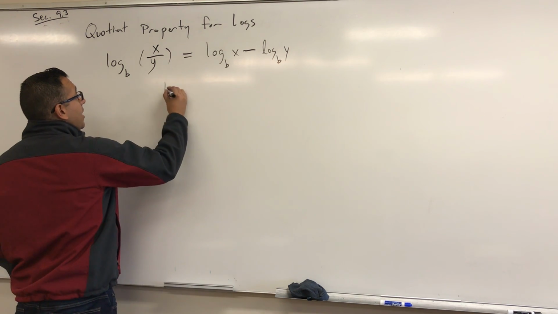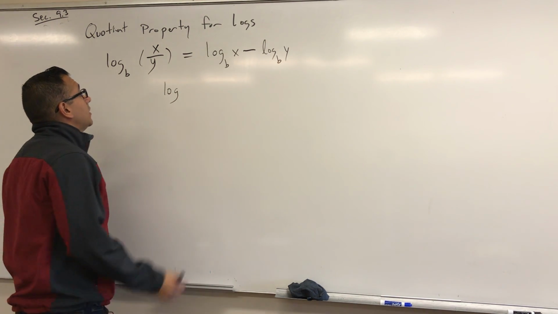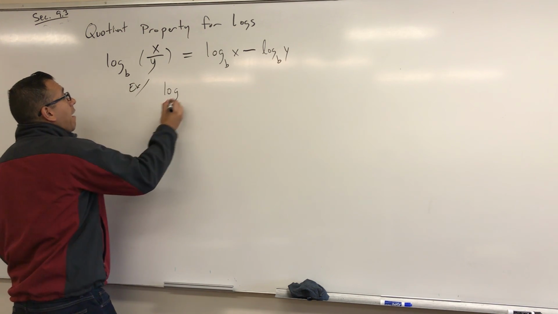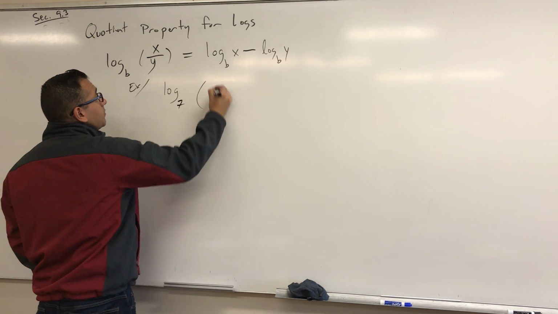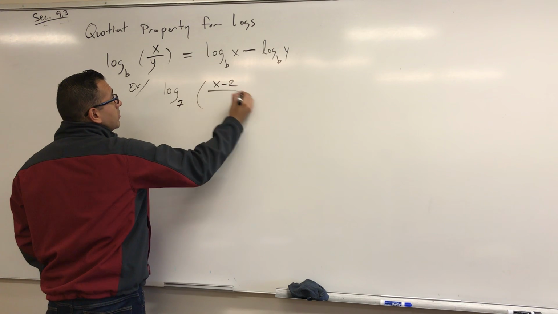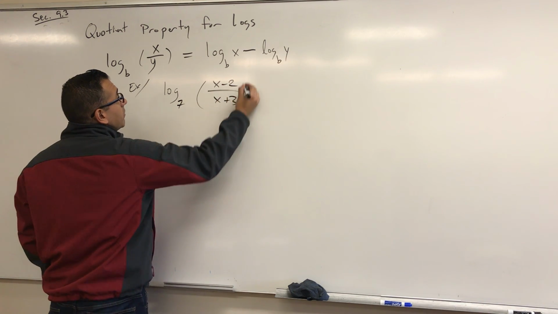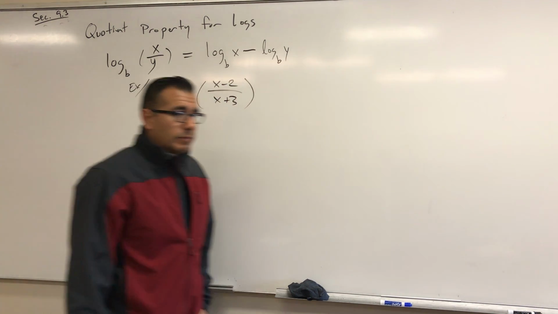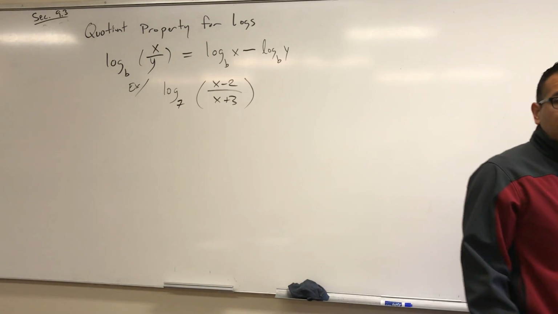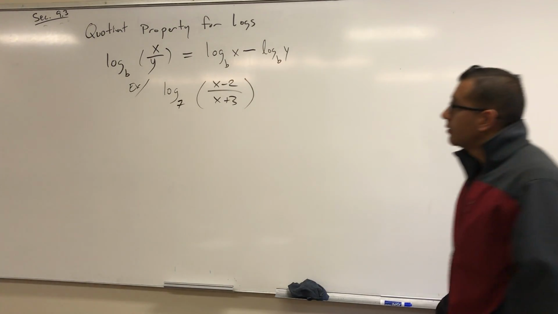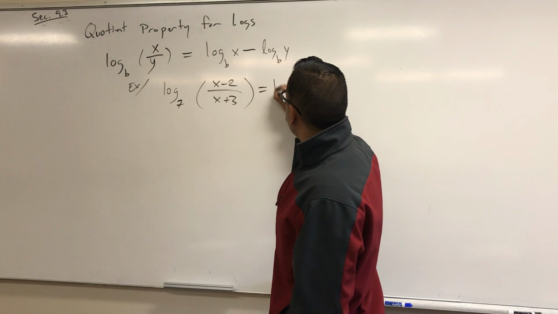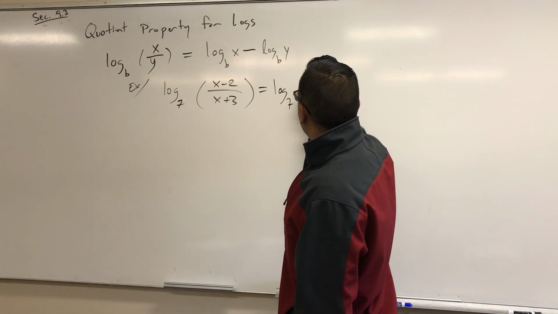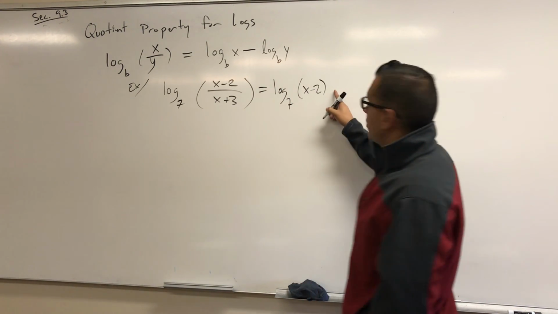So let's go ahead and use that. Let's do an example. Log base 7 of x minus 2 divided by x plus 3. Alright, so if we have that situation right there, then we're going to see this is just log base 7 of x minus 2. What's my sign in the middle?